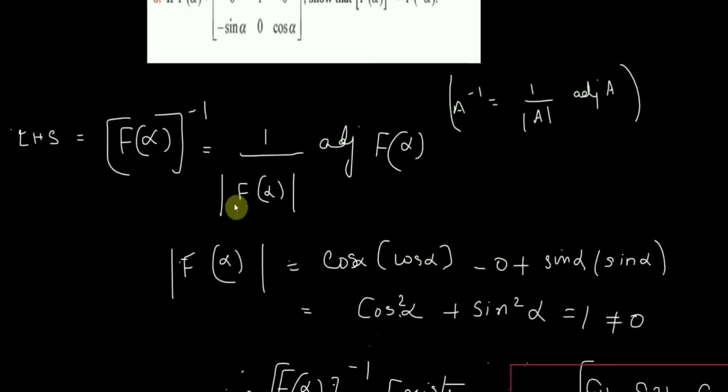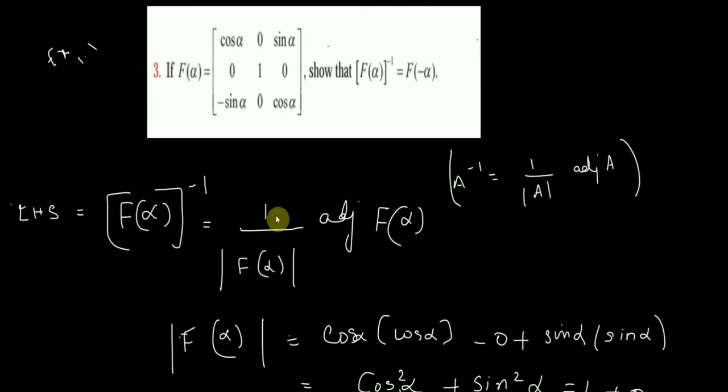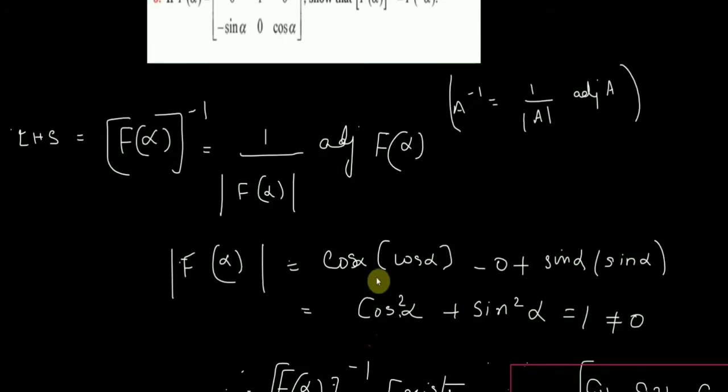So first let us find the determinant of f of alpha. So how do you find the determinant? First row, we are expanding using the first row. So cos alpha into cos alpha minus 0, then sin alpha into minus of minus sin alpha, it becomes plus sin alpha. So you get cos square alpha plus sin square alpha, that is equal to 1 and that is not equal to 0.